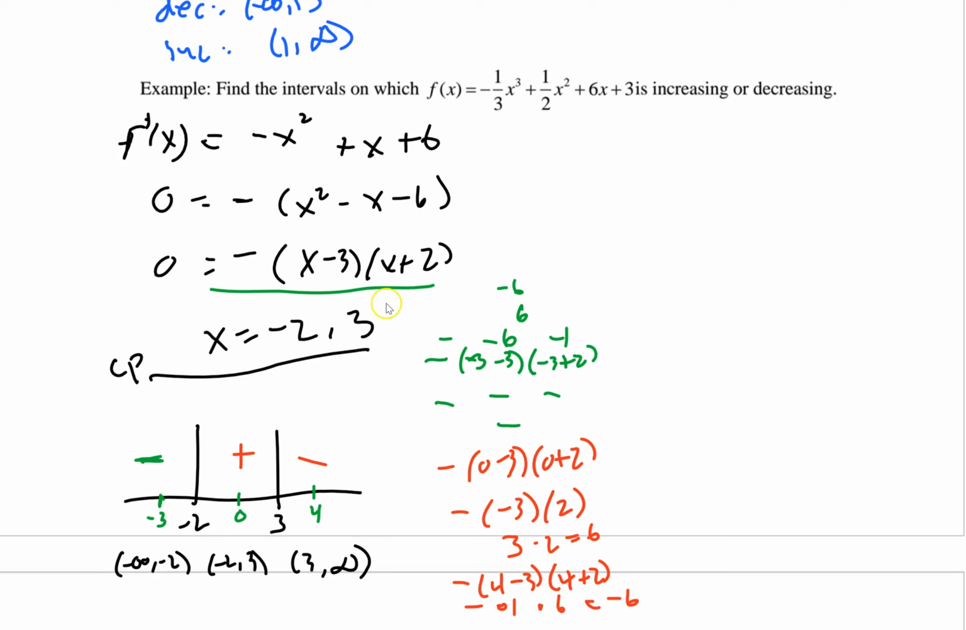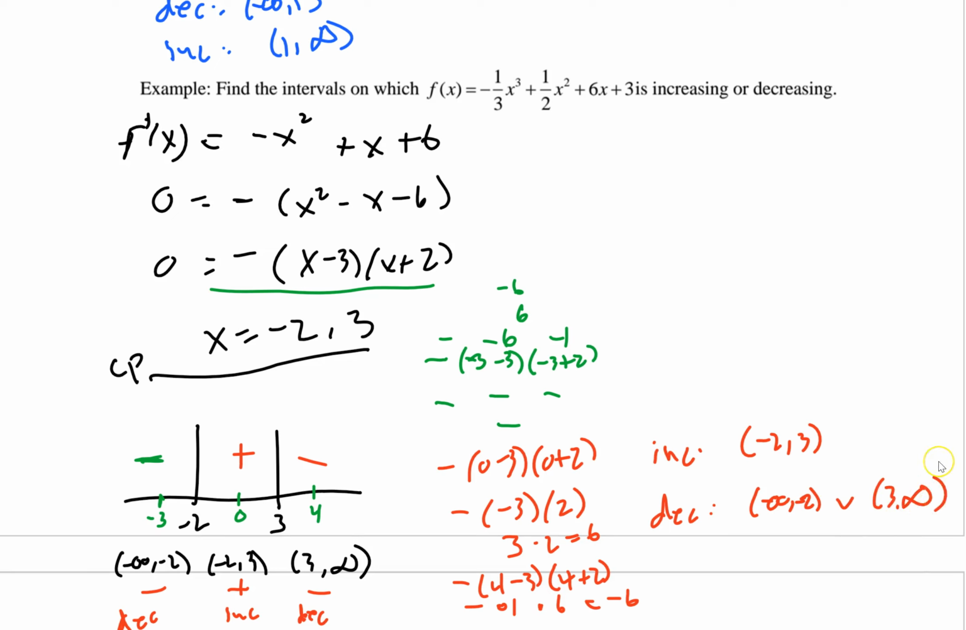Right, so based on this, I'm negative, I'm decreasing from here to here. I'm increasing from here to here. And I'm decreasing from here to here. Now, increasing is -2 to 3. I have 2 decreasing intervals, so I'm going to use a union: -infinity to -2, union 3 to infinity.